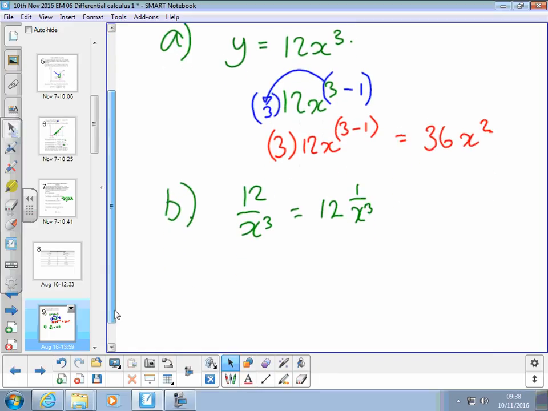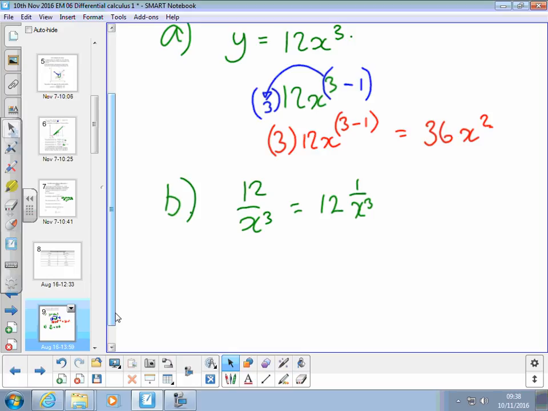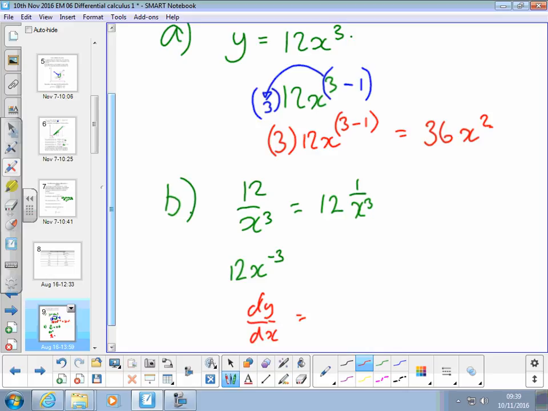Not the table of derivatives, not 1 over x. So we need to bring this x to the power 3 up to the top. So we need to write that as 12x to the minus 3. Yeah. Then we can say dy by dx is equal to, bring the indices down and multiply, put the index minus 3 minus 1.